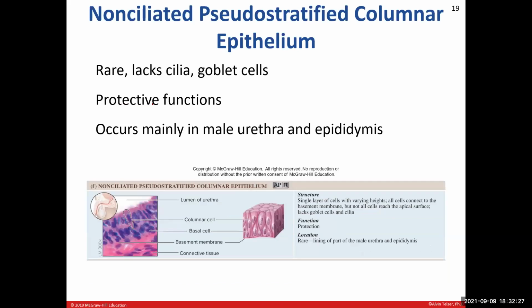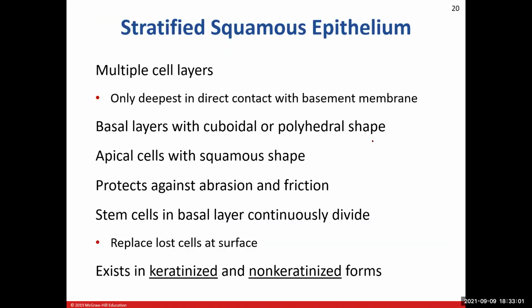All right, and then the last type of our simple is going to be the non-ciliated pseudostratified columnar epithelium. This is the rare one. I think of it as being rare, so it doesn't have a lot to it. It has no cilia, and it does not have goblet cells. It does have a protective function, and we'll see this in the male urethra and the epididymis. Again, it's rare, so we don't really talk about it too much. So that was the simple epithelium.